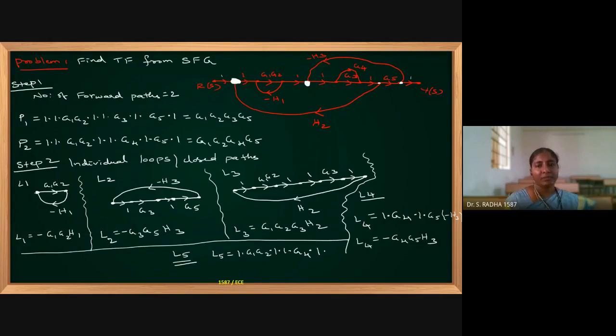Then I am going with 1. After 1, I am going with H2. Okay. Now the product of gains for L5 is nothing but G1, G2, G4, H2. This is 5 loops. Are you able to find any more loops? I have identified 5.